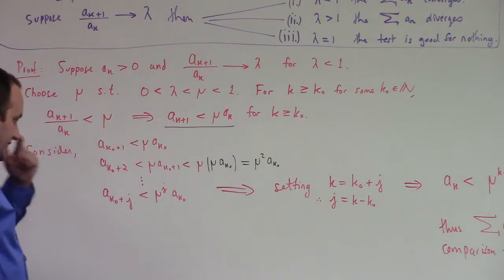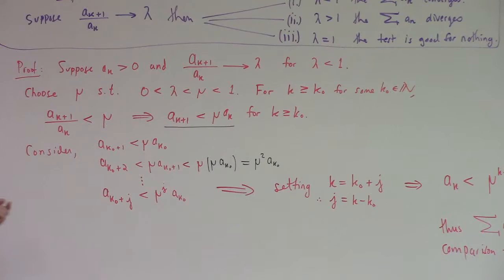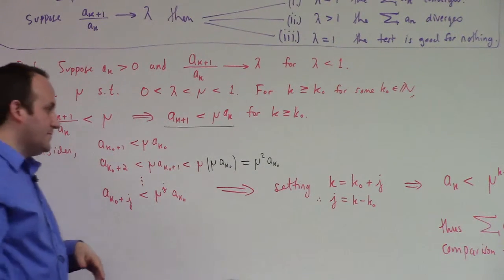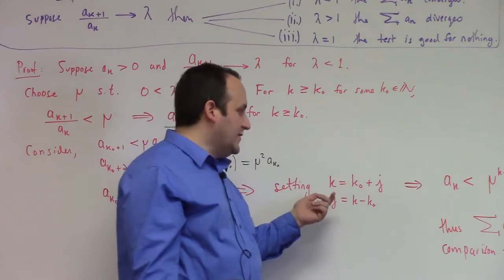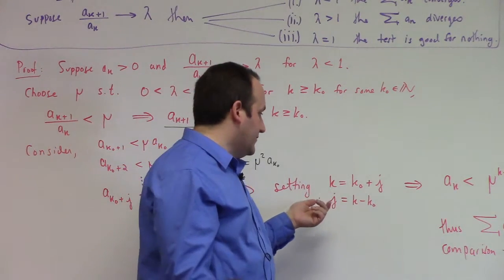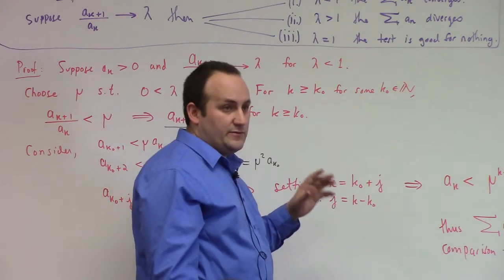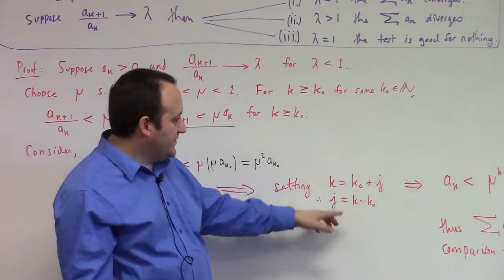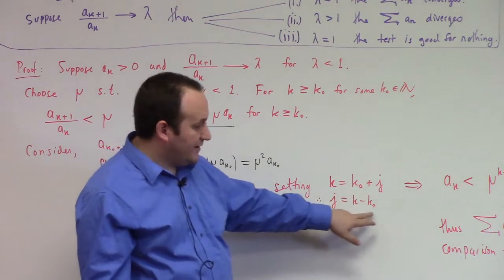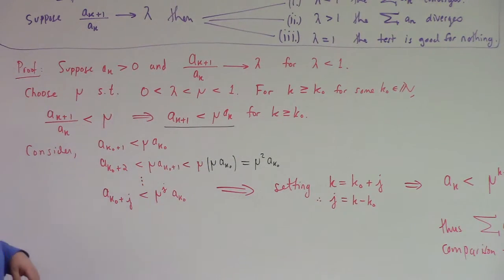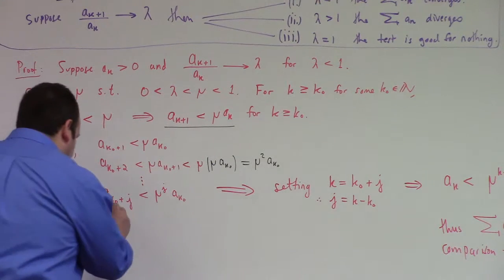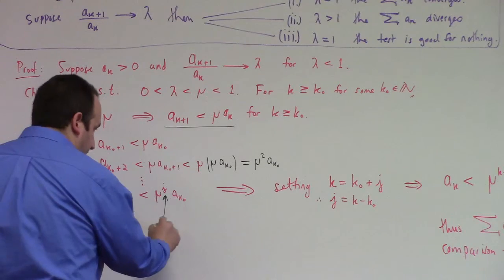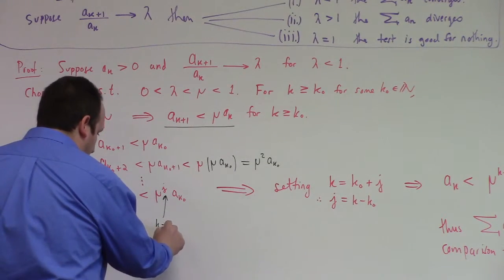All right, so once you see that, what you can do is just set k naught plus j to be k, where I'm assuming, of course, k is greater than or equal to k naught, which means that j is equal to 0, 1, 2, 3, 4, whatever. So if k is equal to k naught plus j, I can solve for j. That gives me j is equal to k minus k naught. So I just plug this in. The j, I'm going to put equal to k minus k naught.